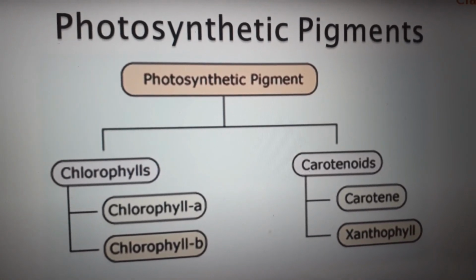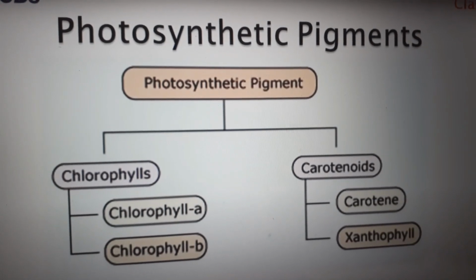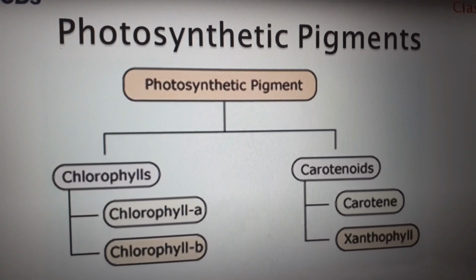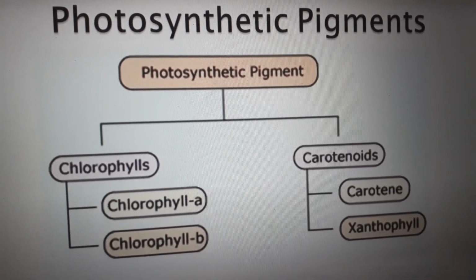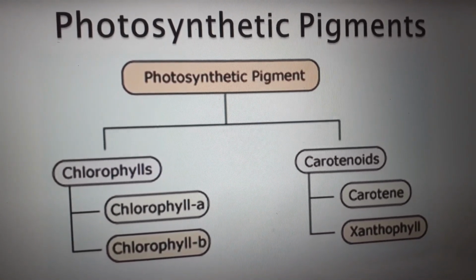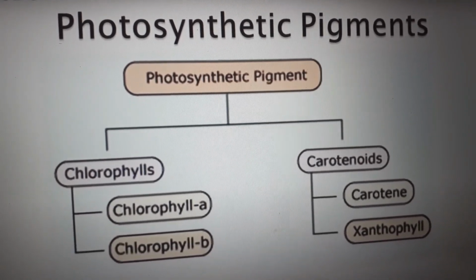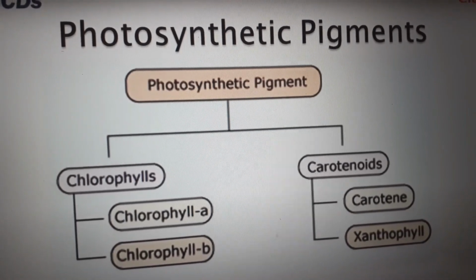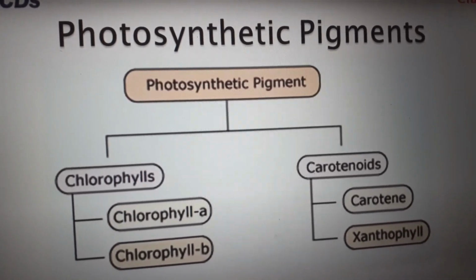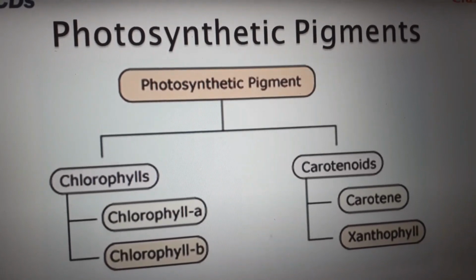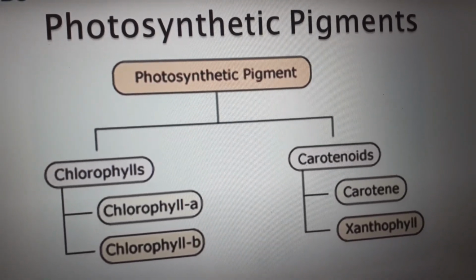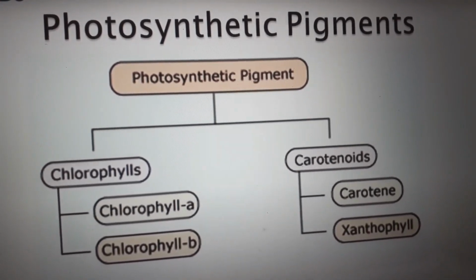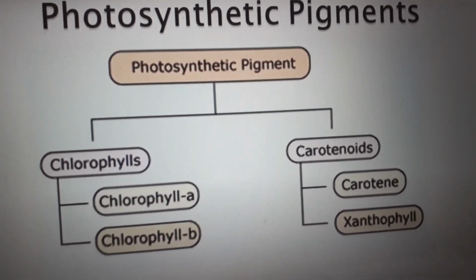Photosynthetic pigments. What is meant by pigment? Pigment means that by which the energy of the sun is captured for photosynthesis. Photosynthetic pigments are of two types: chlorophylls and carotenoids. Chlorophylls are of two types, chlorophyll A and chlorophyll B. Carotenoids are of two types, carotene and xanthophyll. Chlorophyll A and chlorophyll B are most essential for photosynthesis activity.